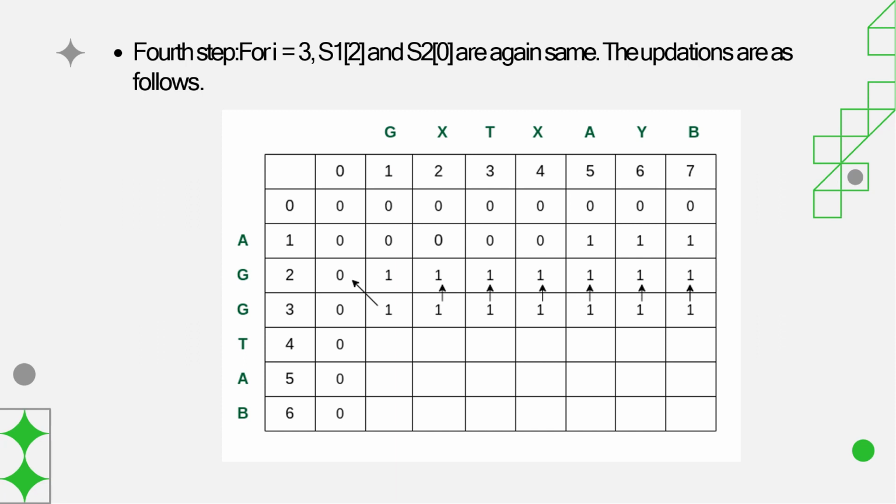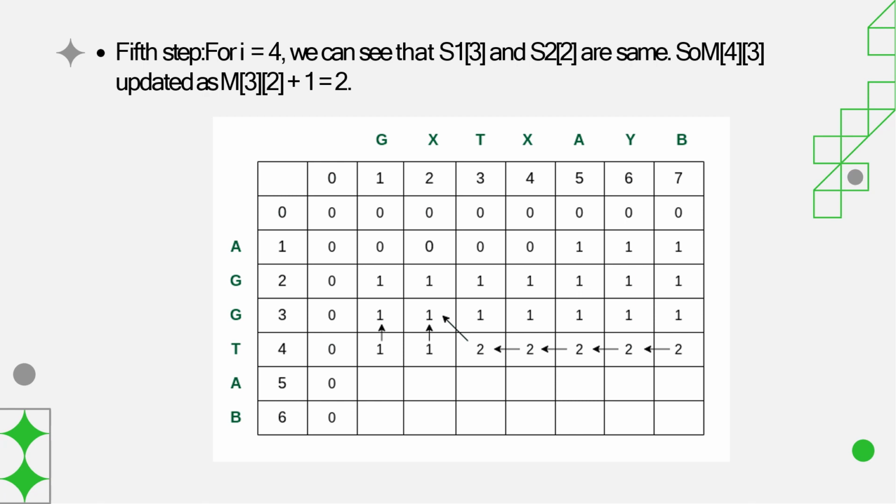And Gx is not matched, Gt is not matched, Gx is not matched, Ga is not matched, Gy is not matched, Gb is not matched. Now the fifth step is to find the fourth element. We can see Tg is not matched, but we took the maximum number from column.